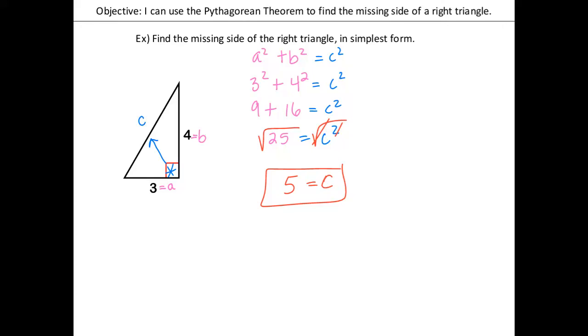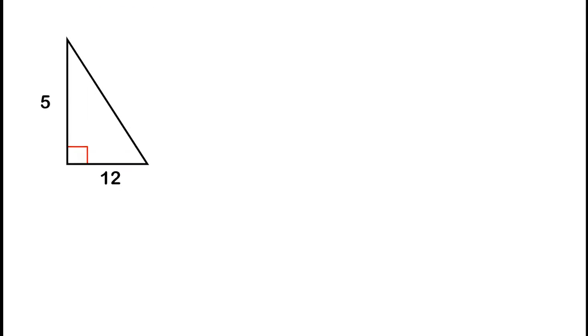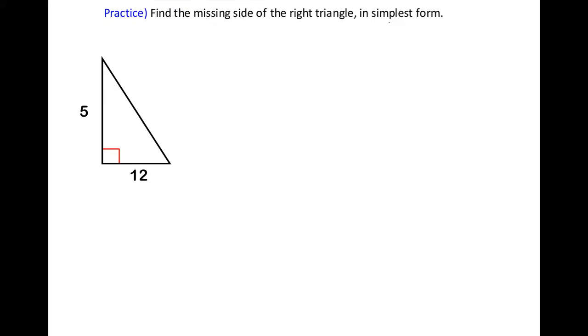All right, go ahead and practice with this one now. You have the 5 and the 12. I'm not sure which side is missing, so go fill in whatever side is missing. It looks like it might be the 5. Maybe the 5? All right, so you guys go ahead and try this one, and then I'll go walk around and see if you guys need any help.